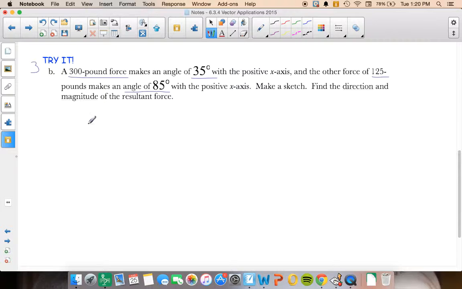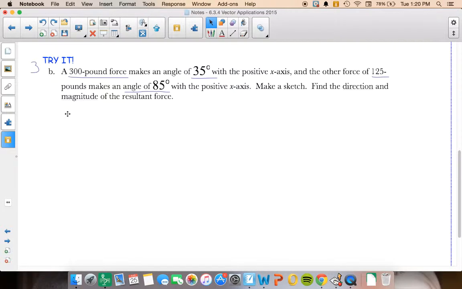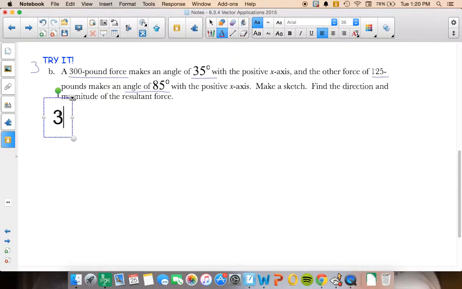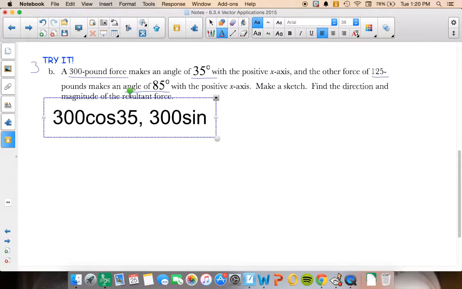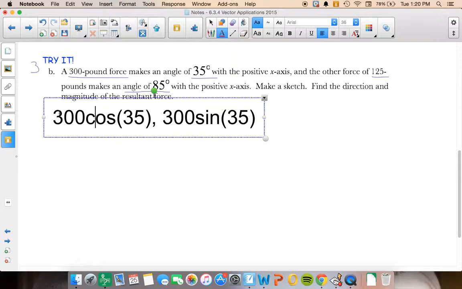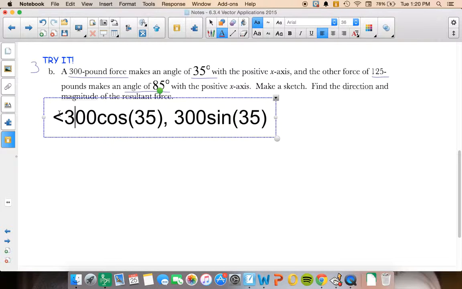I'm going to type it to be a little bit faster. So we get 300 cosine of 35, comma, 300 sine of 35. So that's our first vector. Do make sure it's in those brackets. They look a little weird typed.